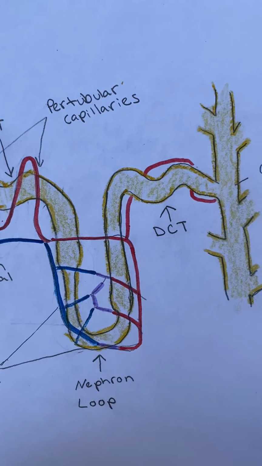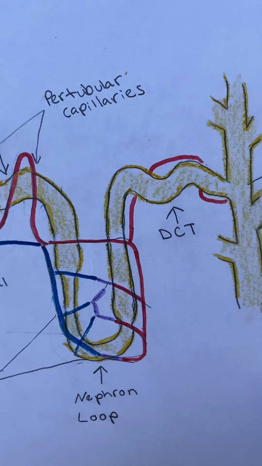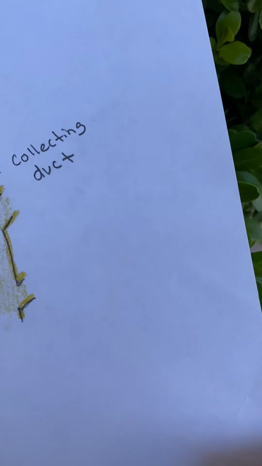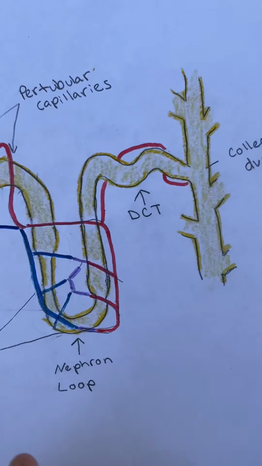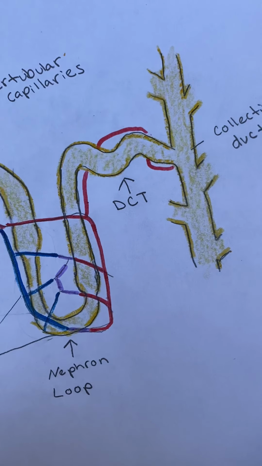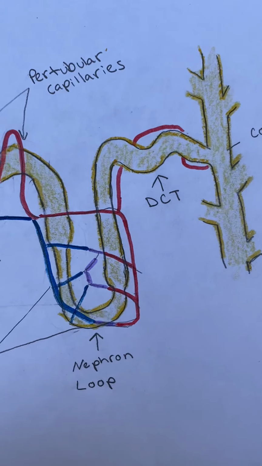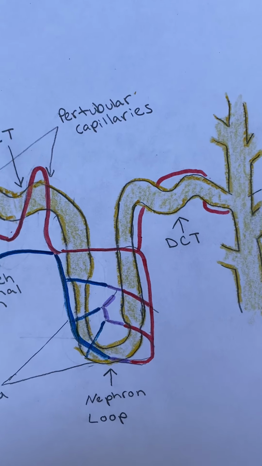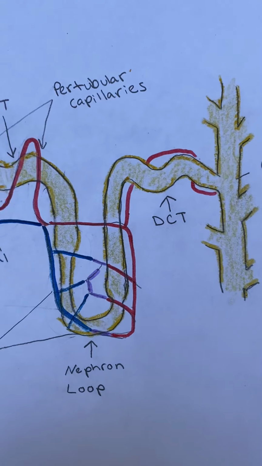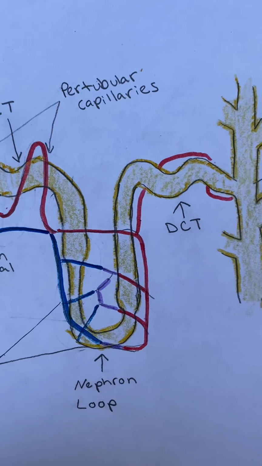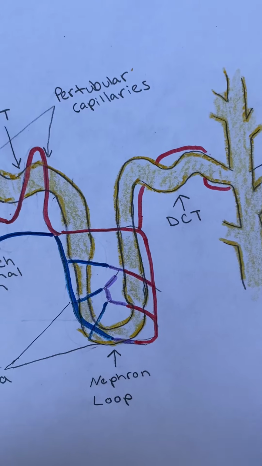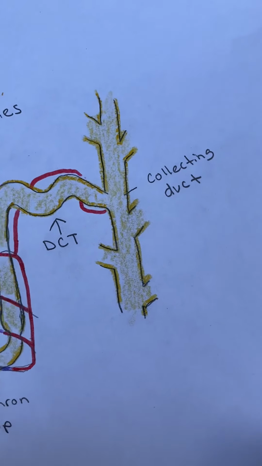The loop of Henle then leads to the distal convoluted tubule, which is right there. You can still see the peritubular capillaries around that as well, it goes all around it. More sodium, chloride, and water is reabsorbed here. Also some potassium and hydrogen are secreted back into the nephron. The DCT then leads into the collecting duct.